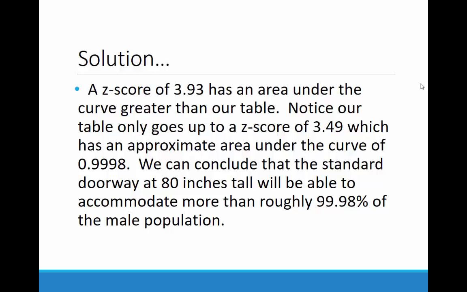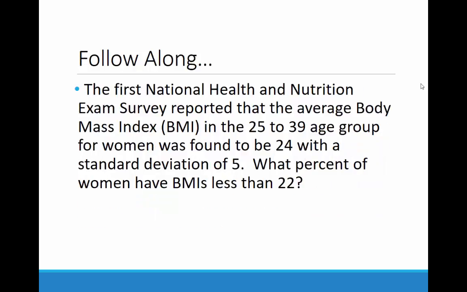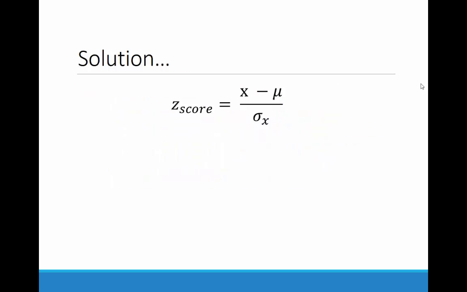Let's take a look at another example. The first National Health and Nutrition Exam Survey reported that the average body mass index, or BMI, in the 25 to 39 age group for women was found to be 24 with a standard deviation of 5. What percent of women have BMIs less than 22? Because a BMI of 22 is not a full standard deviation above or below the mean of 24, we need to calculate a standard or z-score.